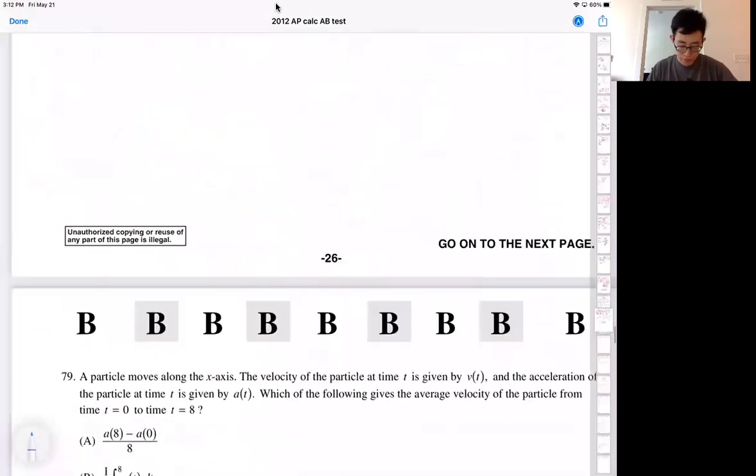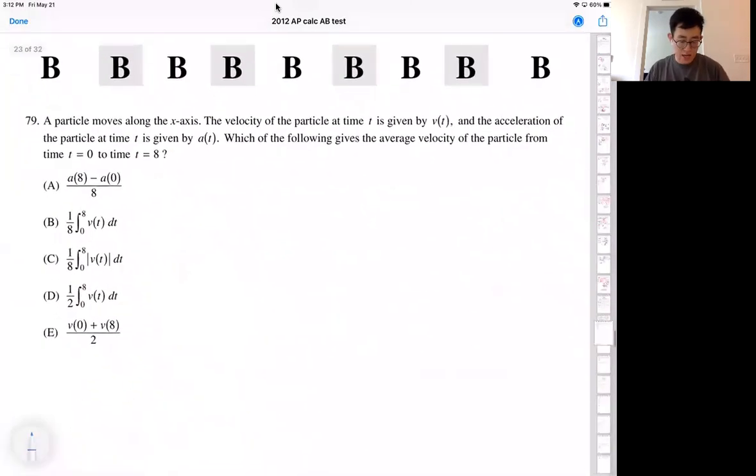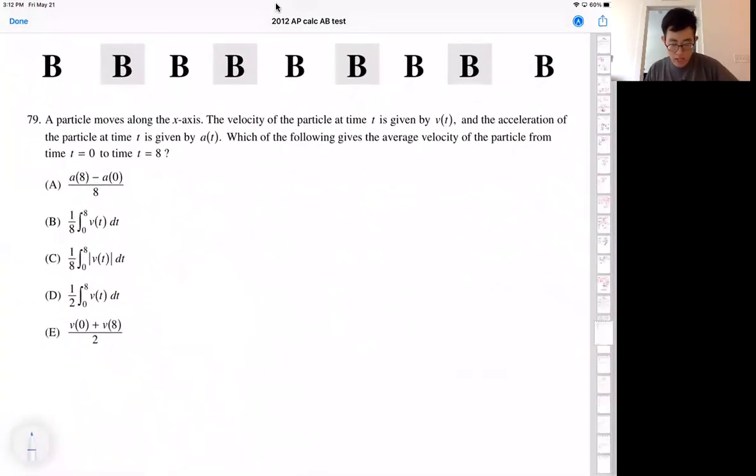Yes, there we go. All right, number 79. A particle moves along the x-axis. The velocity of the particle at t is given by v of t, and acceleration is a of t. Which of the following is the average velocity of the particle? When you want to find the average of something, you usually add all the numbers up and divide by how many numbers there are, right?